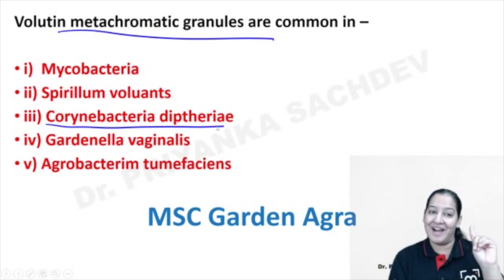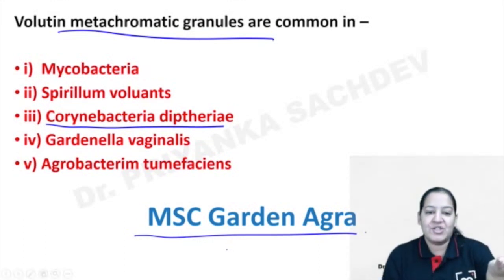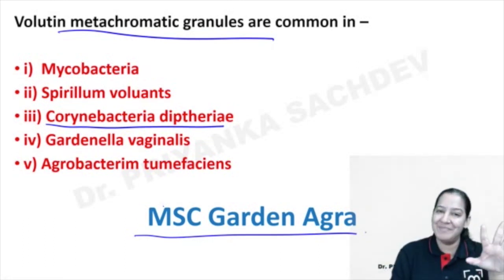So I have a mnemonic again for you. The mnemonic is MSC Garden in Agra. In Agra, there is a garden, and the name of the garden is MSC. You can learn like that. Actually, whether it is a real garden, yes or no, I don't know. Right? I made a mnemonic.